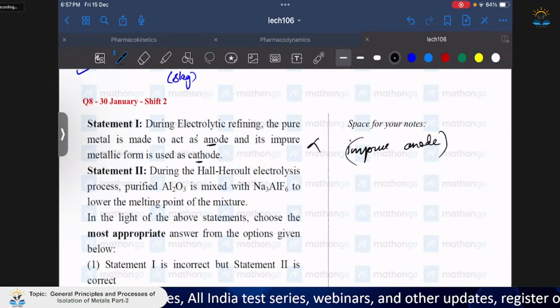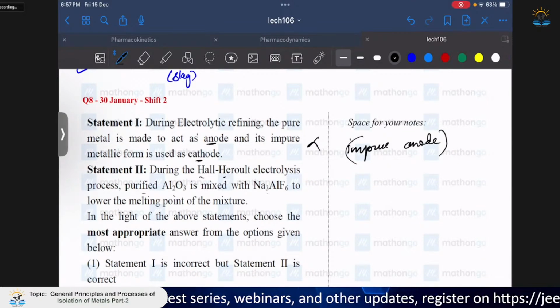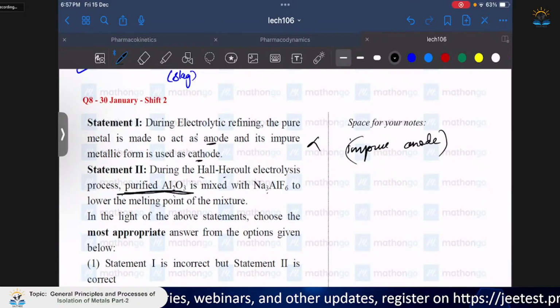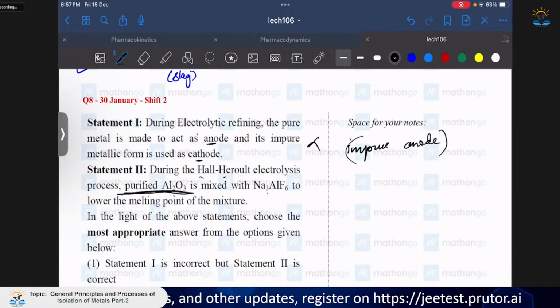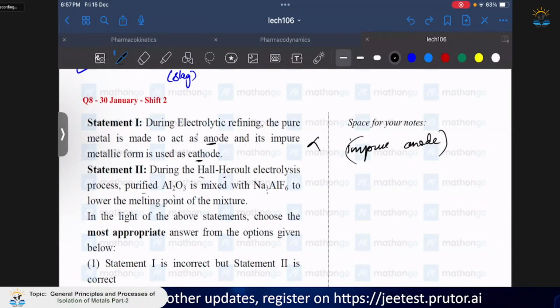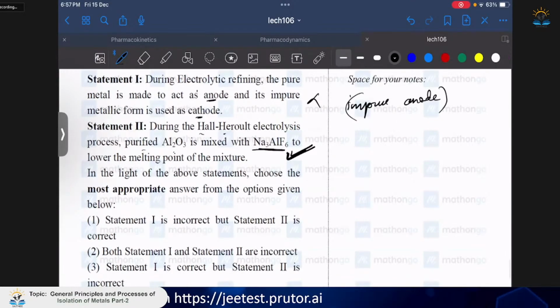Then, the second statement says during the Hall-Heroult process, purified Al2O3 is mixed with Na3AlF6. Anyways, it is mixed with cryolite to lower the melting point of the mixture. It is correct. We had seen cryolite was mixed with Al2O3 to lower the melting point and increase the conductivity. So statement 1 is incorrect and statement 2 is correct.